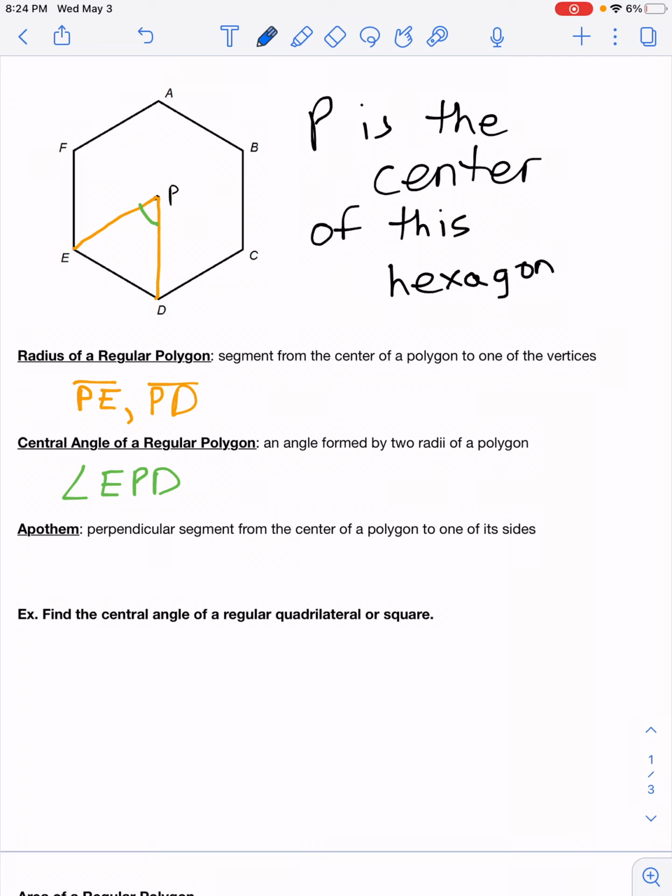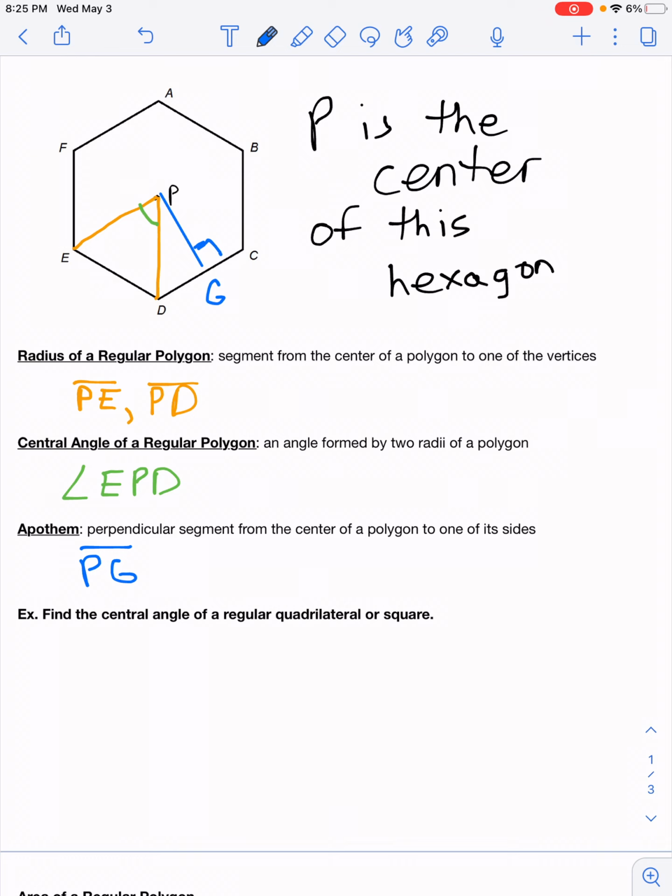So if I wanted to draw an apothem, I would start from P in the center. I could draw a straight line out to DC, where this needs to make a right angle. And I'm going to call that point G. So PG would be an apothem of that hexagon. It doesn't matter what side it goes to, so long as it is from the center and it is perpendicular. So those are a couple vocabulary words. We will use those more tomorrow.